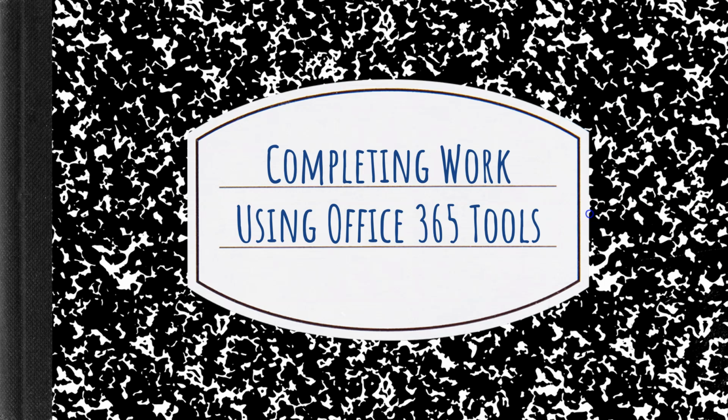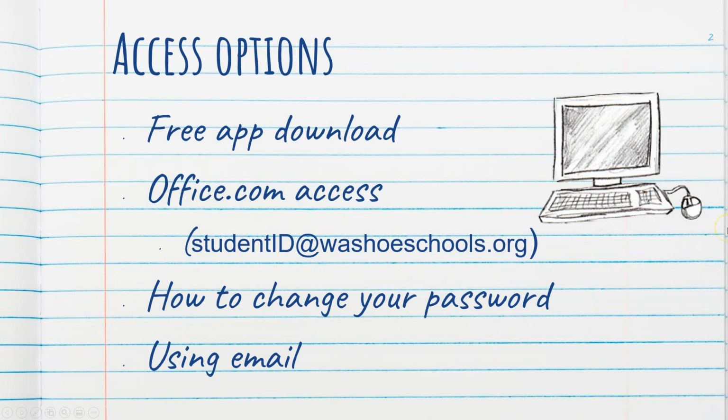I want to take a couple minutes and go over the process of completing work using Office 365. There are several ways to access your account. Remember, all of this is free. You can go to your individual mobile device store and download the apps, or you can go on to office.com and access everything online, again using your student ID at washoeschools.org login and your specific password.